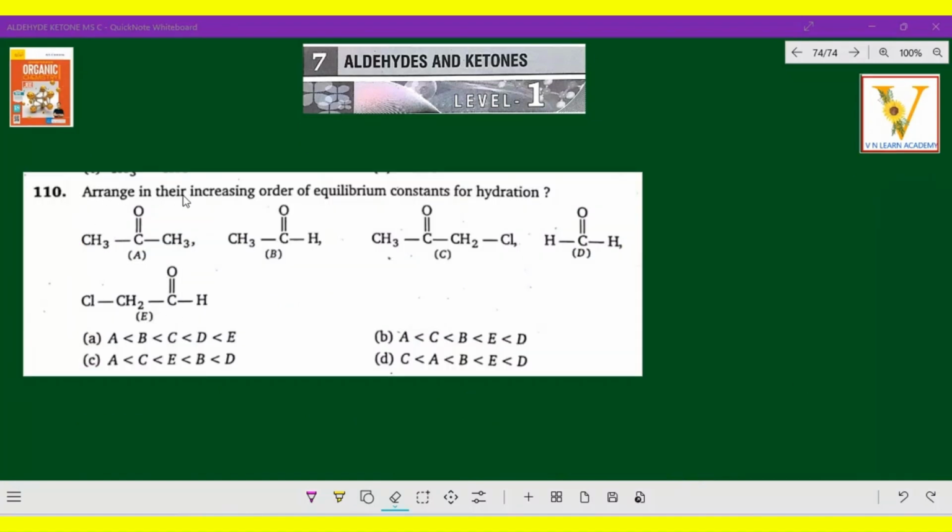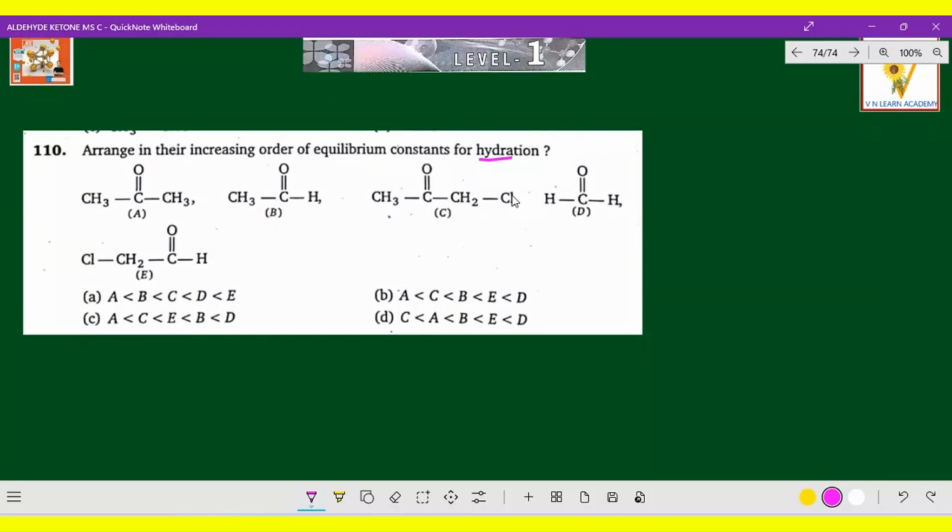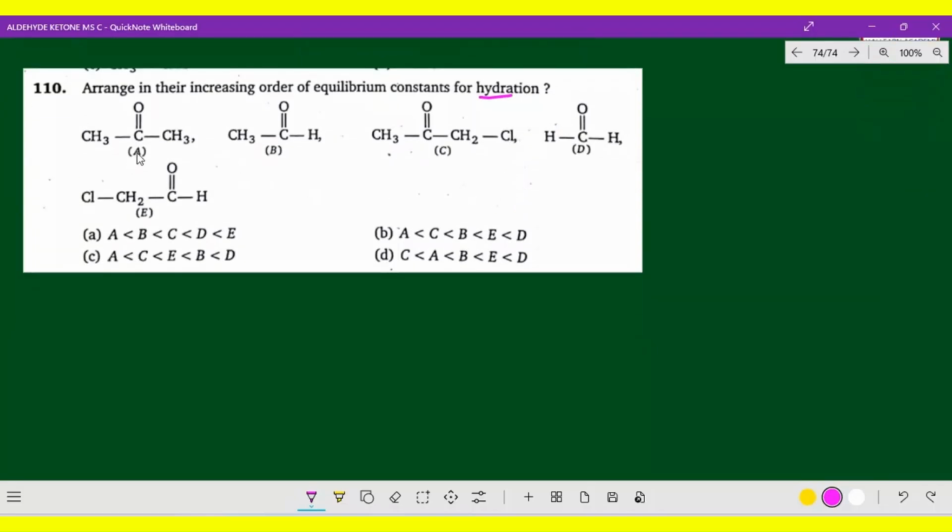The next question: arrange in increasing order of equilibrium constant of hydration. Hydration is nothing but HOH, no? So this is a nucleophilic addition reaction, right? When we compare these compounds, we have a keto group, an aldehyde group, this is a chloro keto group, HC double bond OH, and again this is an aldehyde with the chloro group. Now I would like to say the main important points to be noted down here.